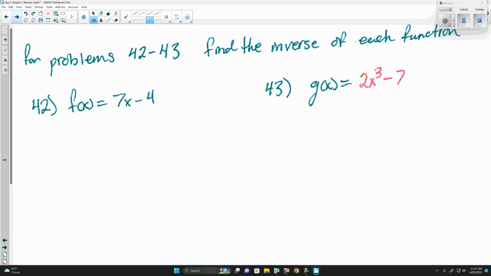Now, inverses. We'll look at 42, and unfortunately, well, we will pick this up tomorrow. So unfortunately, we did not finish this today. So we're going to finish the review sheet tomorrow, which means your test is Monday.